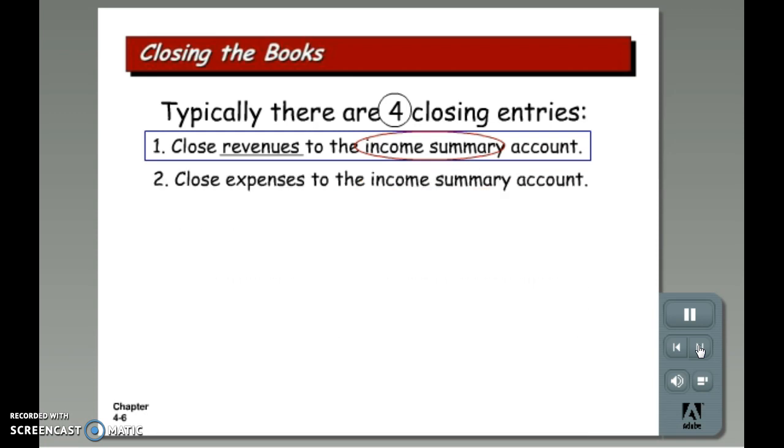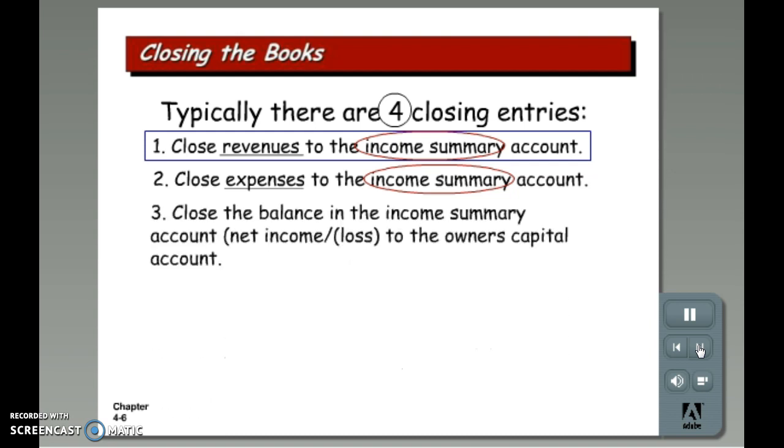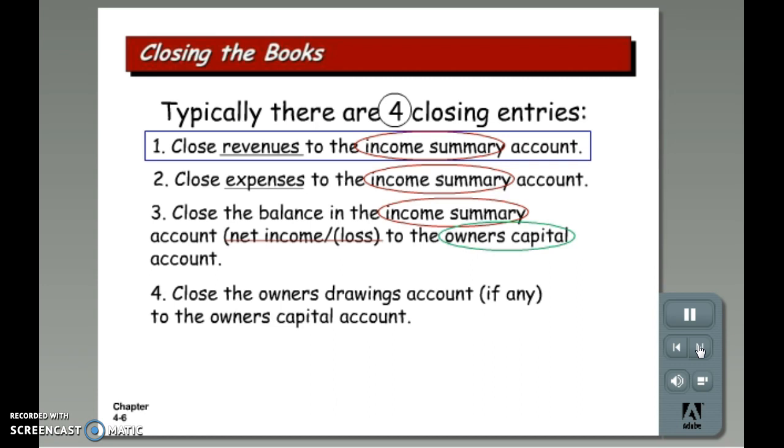The next closing entry involves closing the expense accounts to the Income Summary account. After the first 2 closing entries, there will be a balance in the Income Summary account. The third closing entry closes this balance in the Income Summary account, which is the net income or net loss, to the owner's capital account. Finally, if there are any owner's drawings, they are closed to the owner's capital account.